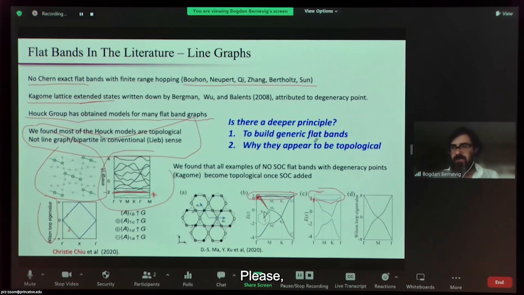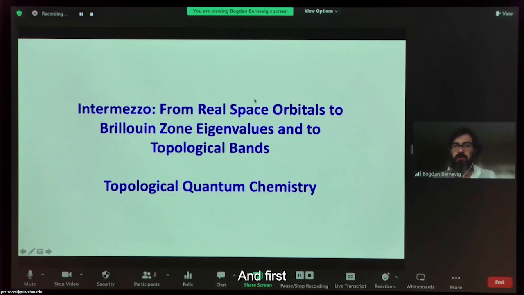And it points to a deeper principle of why a lot of the flat bands turn out to be topological, in the sense of having a Wilson loop that winds. And the flat bands that are flat without SOC, when you add SOC, they also tend to be topological. We'll go through these things.